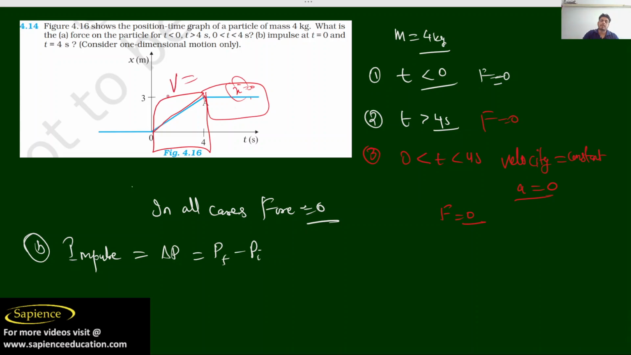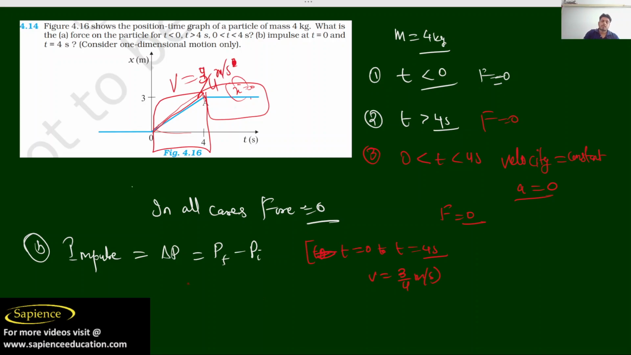Between 0 to 4 seconds, if I want to find the velocity, can we write velocity is equal to displacement by time? How much is its displacement? It's 3, and time is how much? 4. So 3 by 4 meter per second. So between time t equal to 0 and time t equal to 4 seconds, velocity is equal to 3 by 4 meter per second.